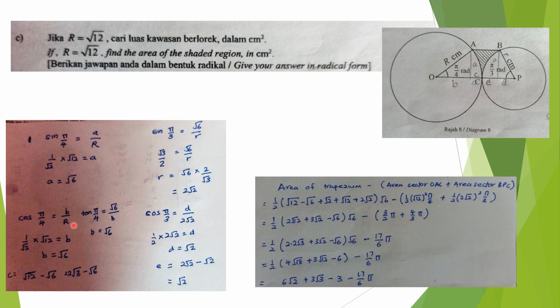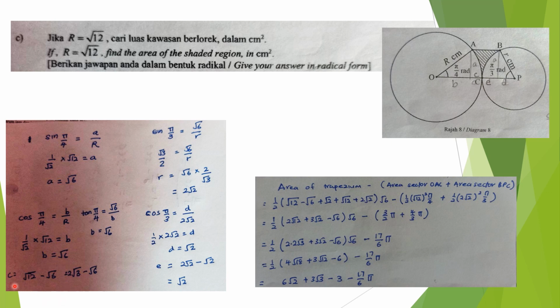Then we find B. The same thing, we use cos. Cos pi over 4 equals B over R. So half times square root 12. Cos pi over 4 is also 1 over square root 2, then times square root 12. So B also you will get square root 6.